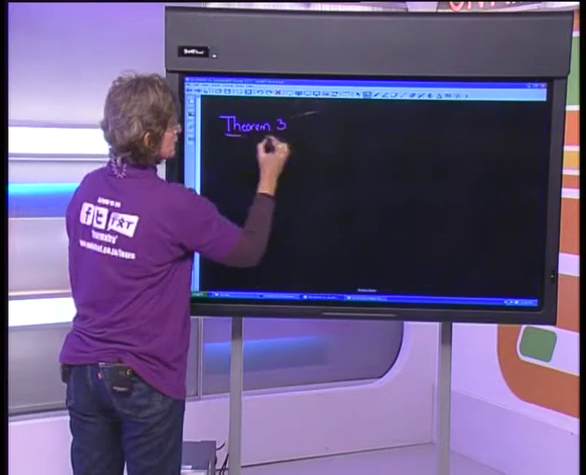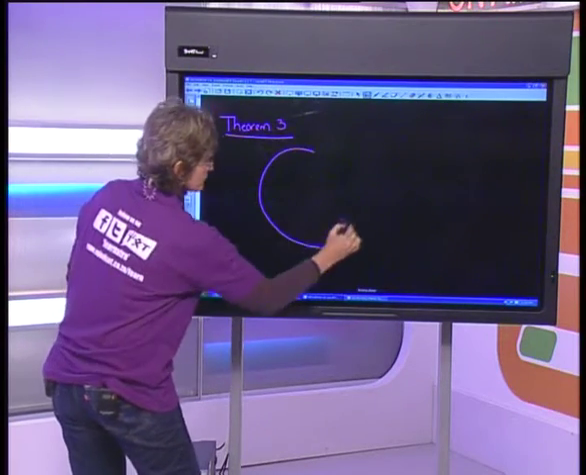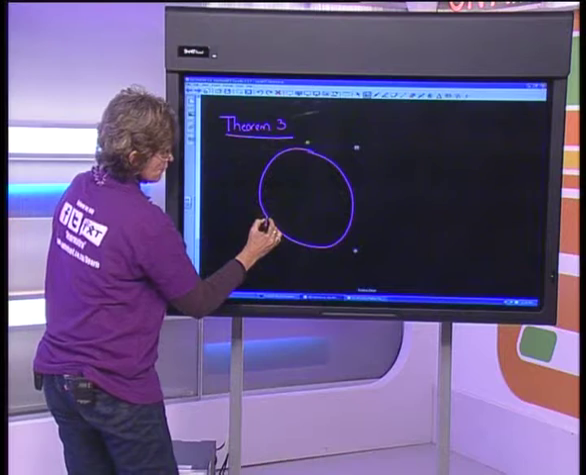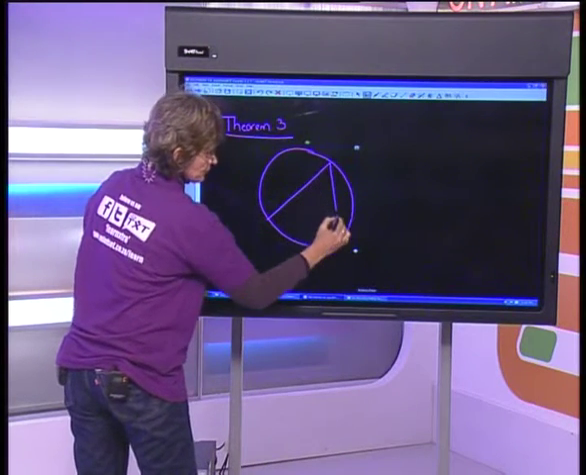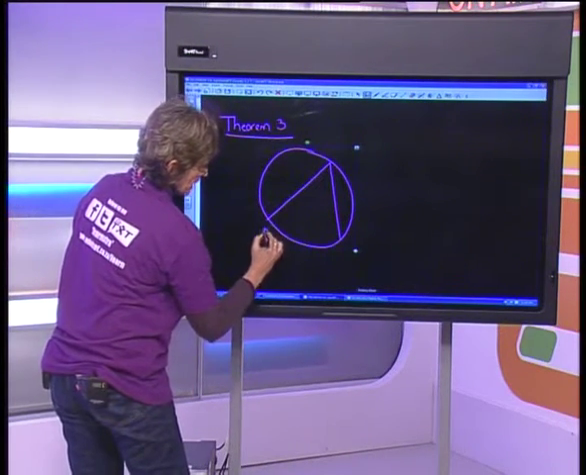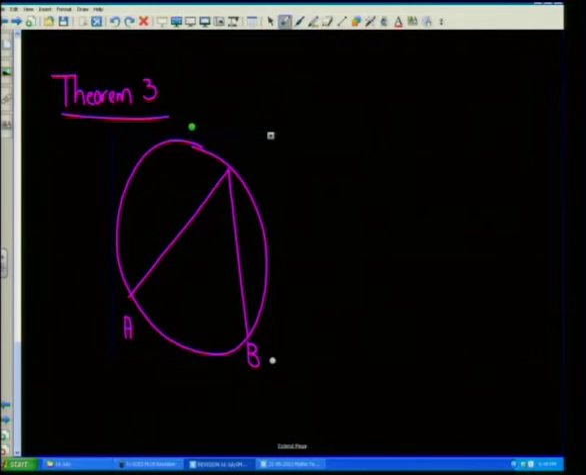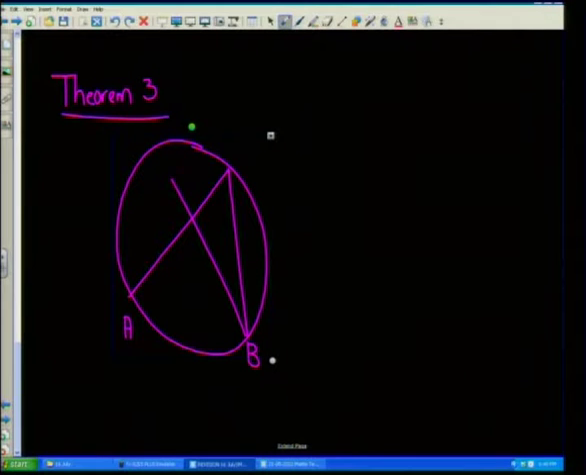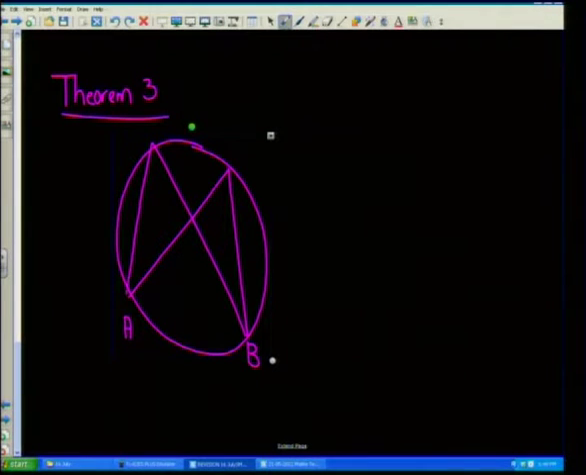The third theorem actually says the following. If you have an angle subtended by an arc, AB, to the circumference, and we subtend a second angle from those same 2 points, all right? Then it says that these two angles are going to be equal to each other. Now, likewise, these two are going to be equal to each other.